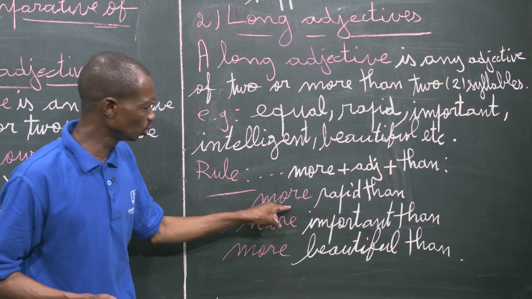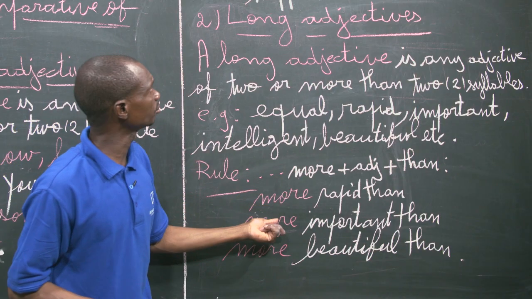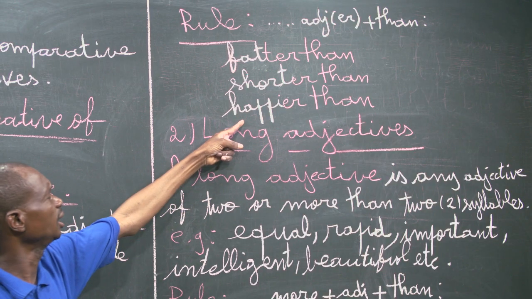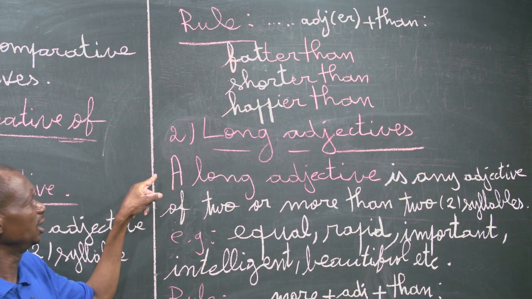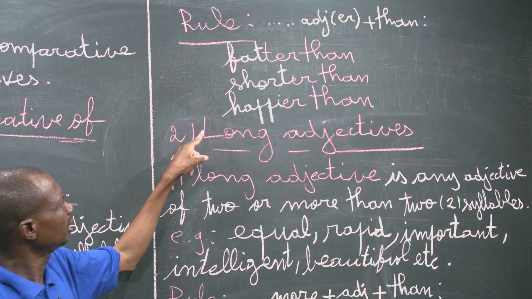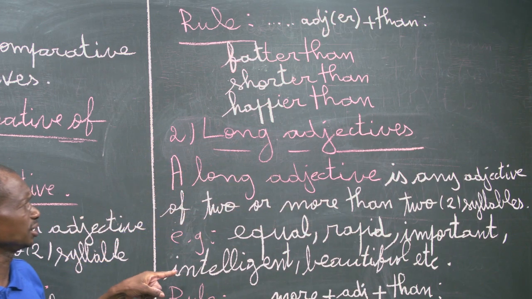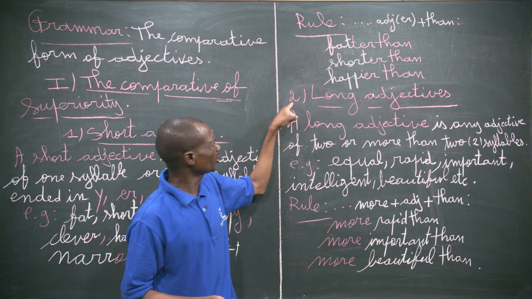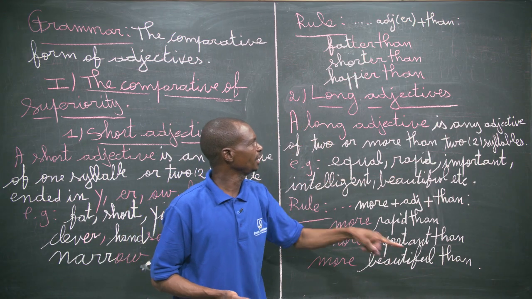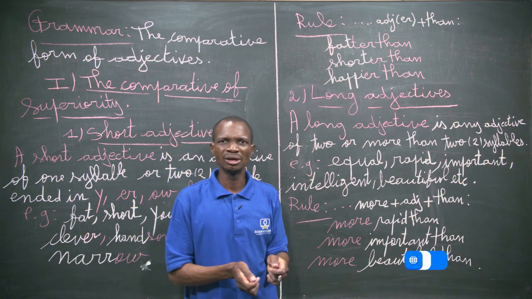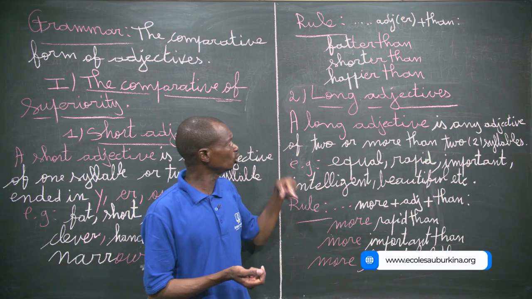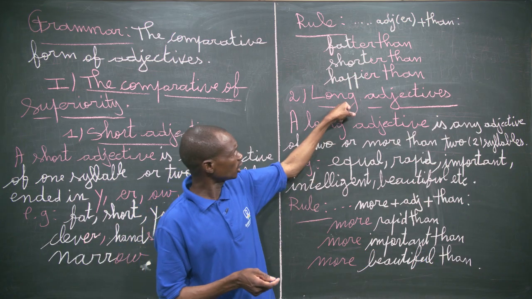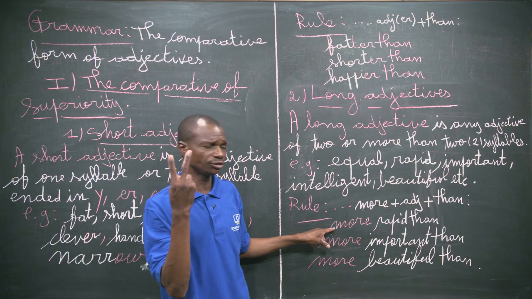Because if you don't know the rule, you will take, for example, the short adjective happy, and say that Fanta is more happy than Balgisa, for example. And this is not correct. Why? It's because you don't know what a short adjective is, and you don't know that there is a difference of use between a short adjective and a long adjective. There are two different rules.